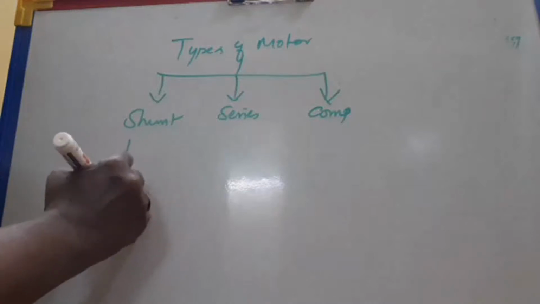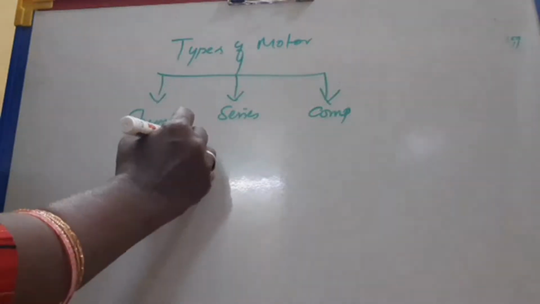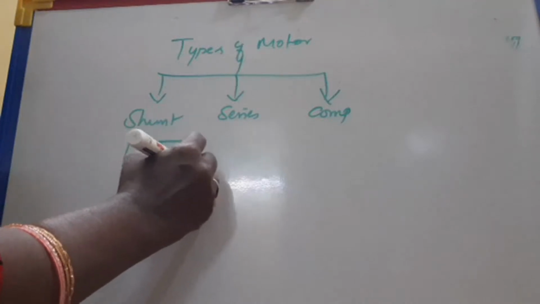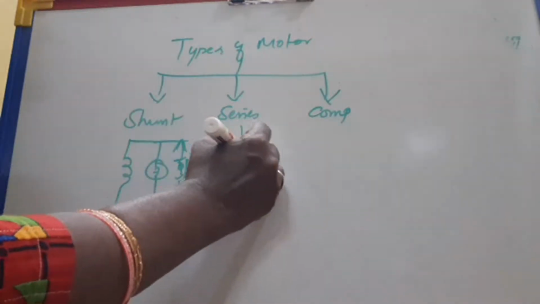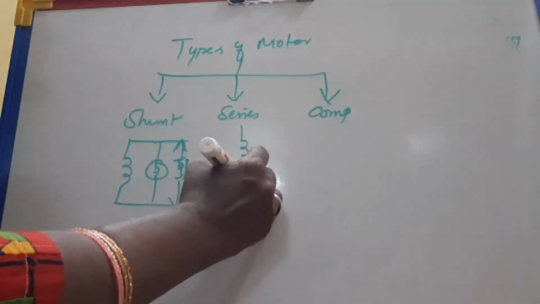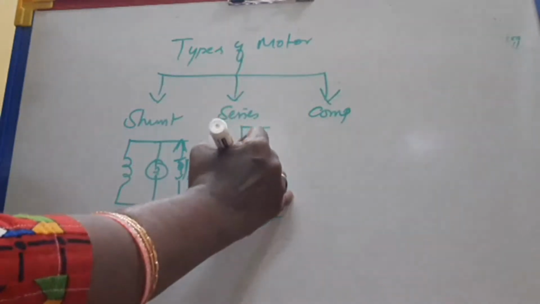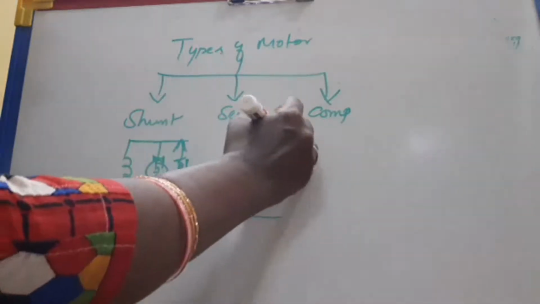In the shunt motor, the shunt winding is in parallel with the armature winding. In this case, we have to give the electrical power as the input. The electrical energy is given as the input. In the series motor, both the series field winding and armature winding are in series. So in that case also, we have to give electrical input.